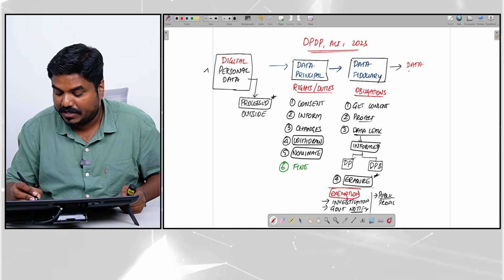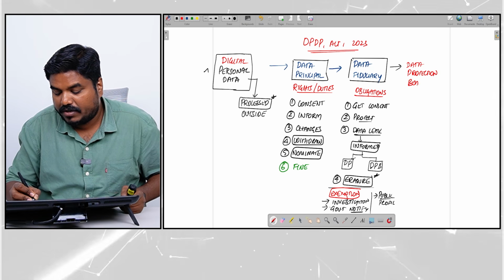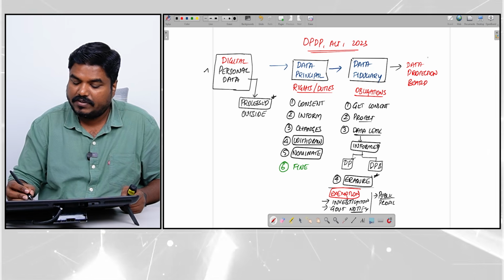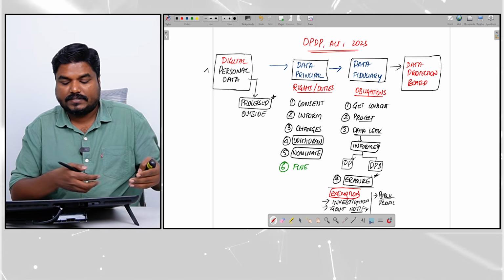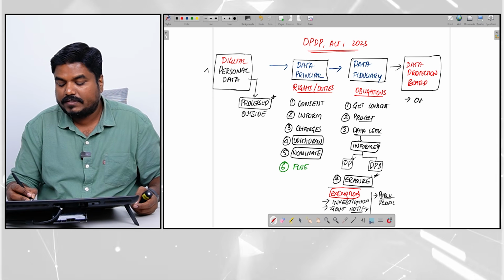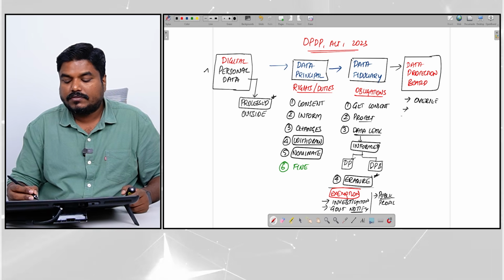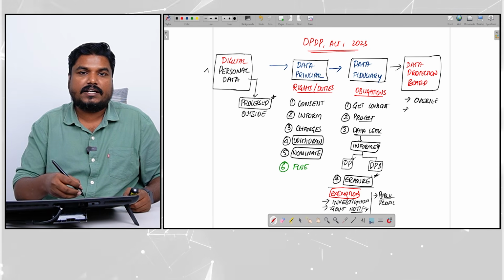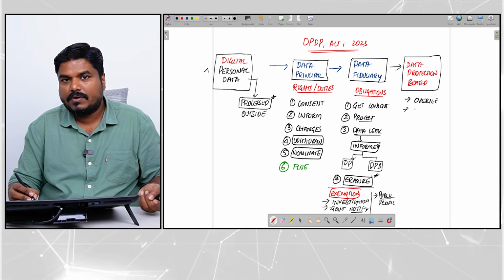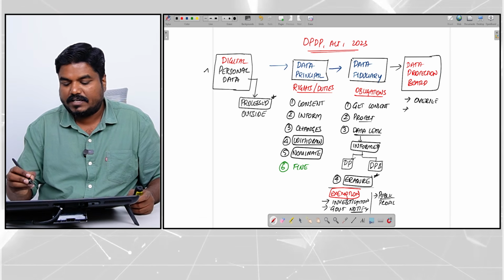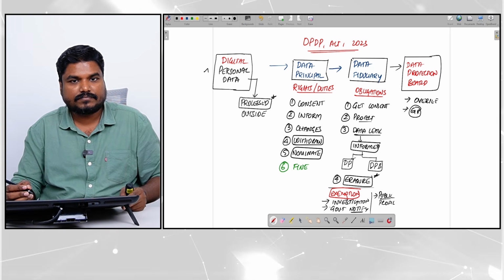Data protection board. So the role of data protection board is to enforce and oversee the implementation of this DPDP Act. And also, if data principal or data fiduciary is facing any grievances, they can go and get it addressed in the data protection board. They are going to listen to your grievances.